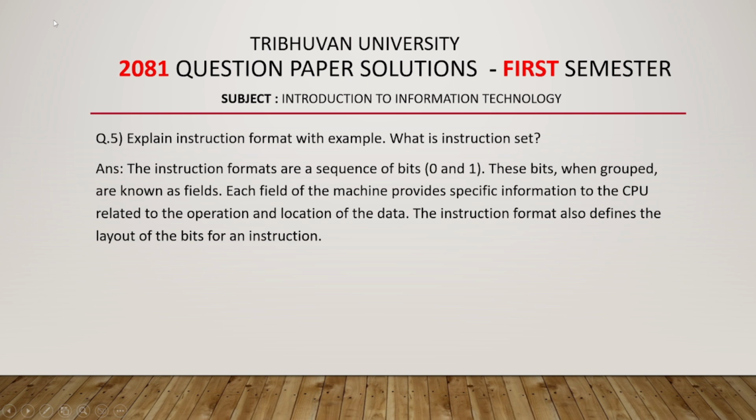Hello everyone, in today's class we will discuss question number 5. Let's start explaining instruction format with an example. Do you know an instruction format is the layout of bits, 0s and 1s, in an instruction? It tells the CPU what operation to perform, where the data is, and how to access it.